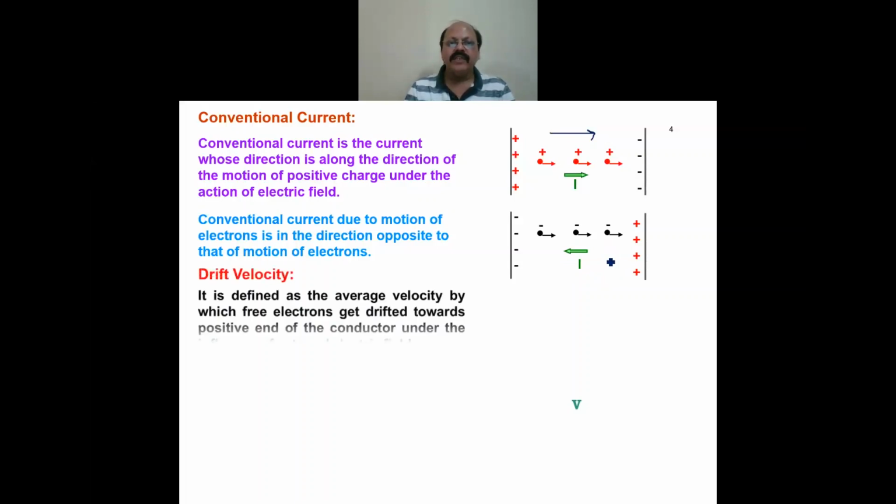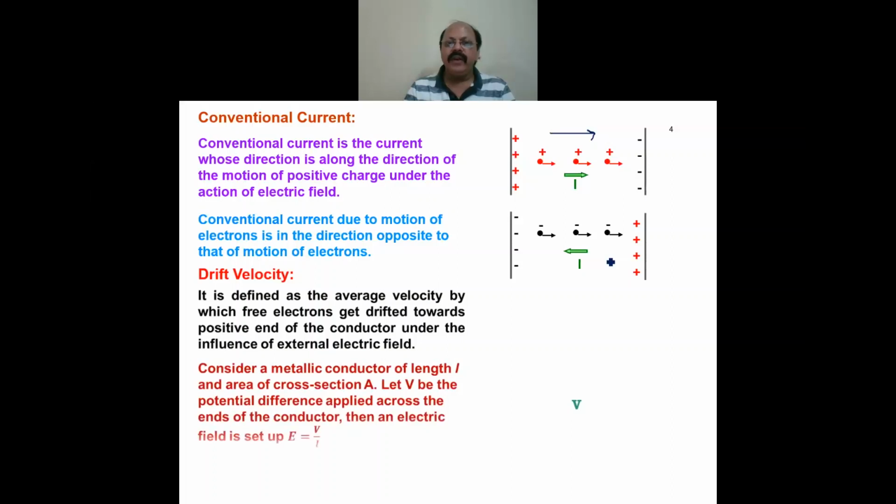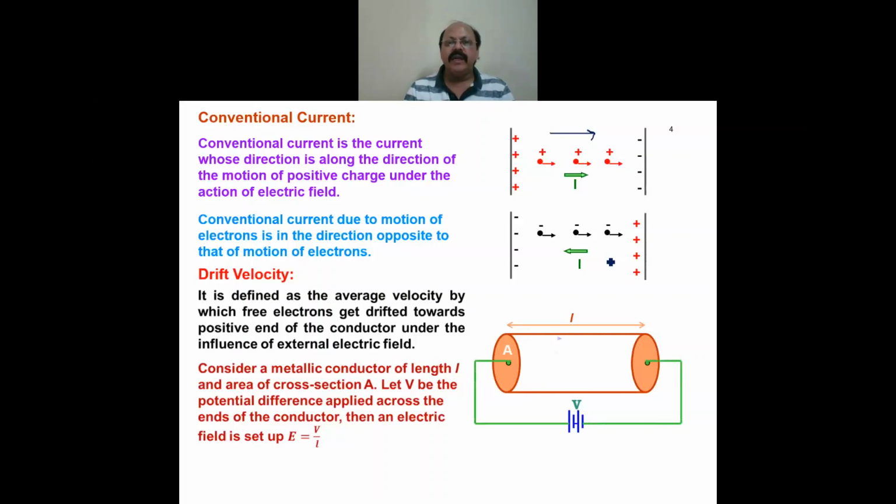Another topic is drift velocity. Drift velocity is the average velocity by which free electrons get drifted towards the positive end of the conductor under the influence of an external electric field. You can see in the diagram, these electrons are drifted towards the positive end of the conductor under the influence of an external electric field. Then this average velocity of electrons by which they are drifting towards the positive end of the conductor is known as drift velocity.